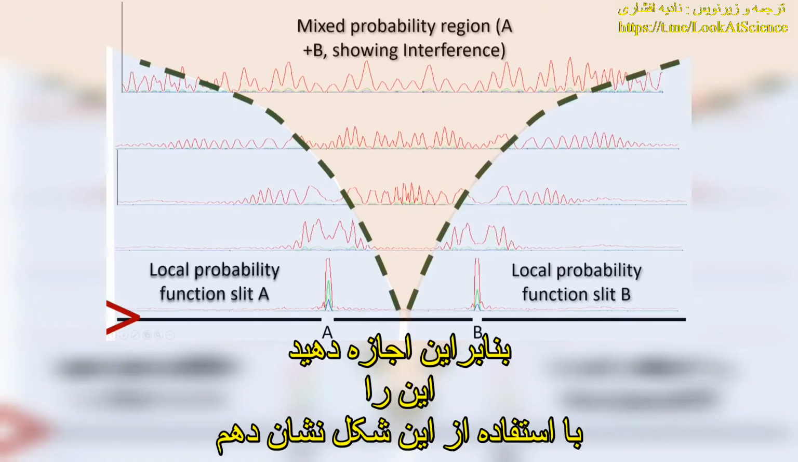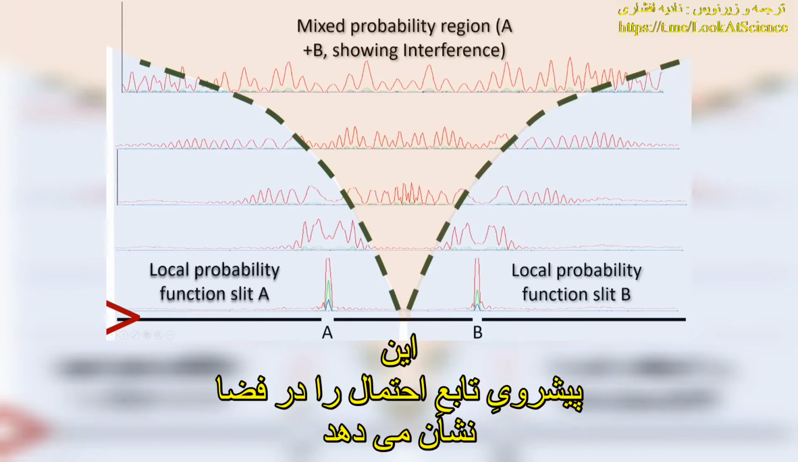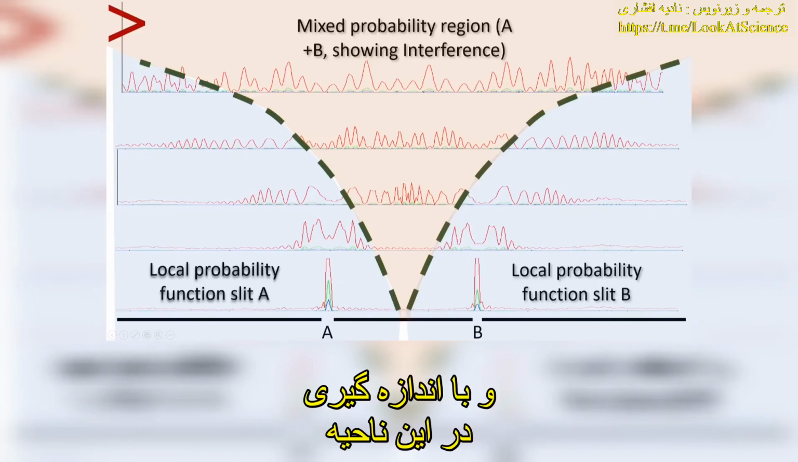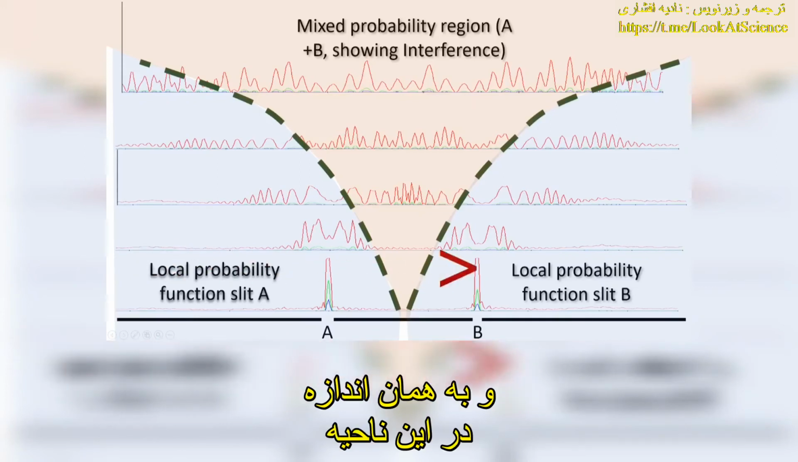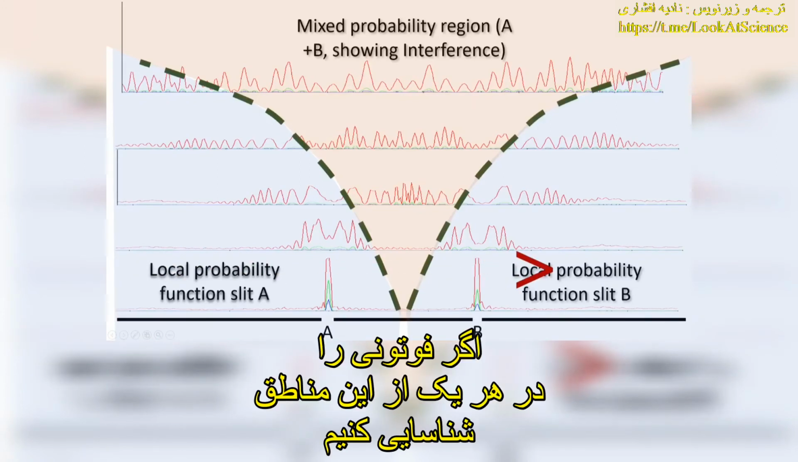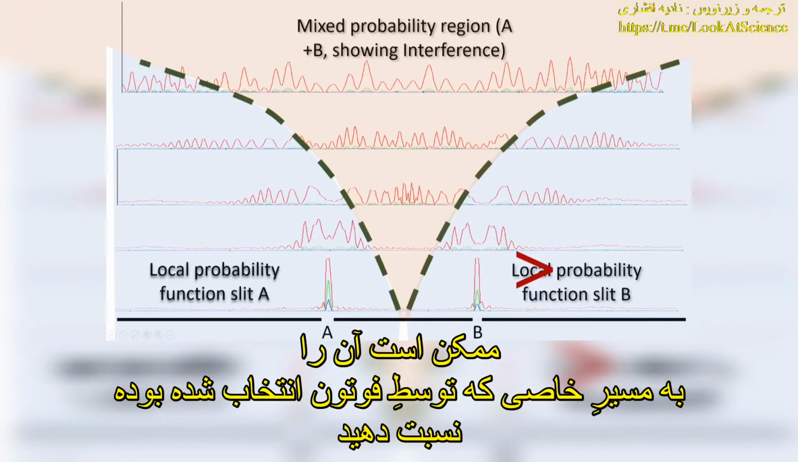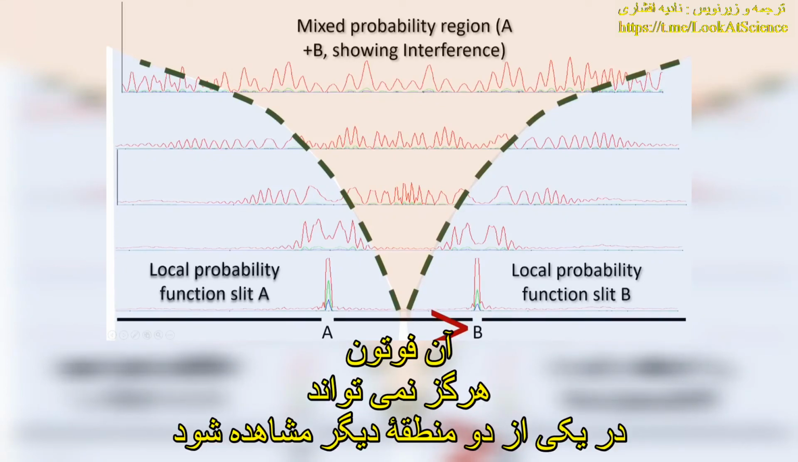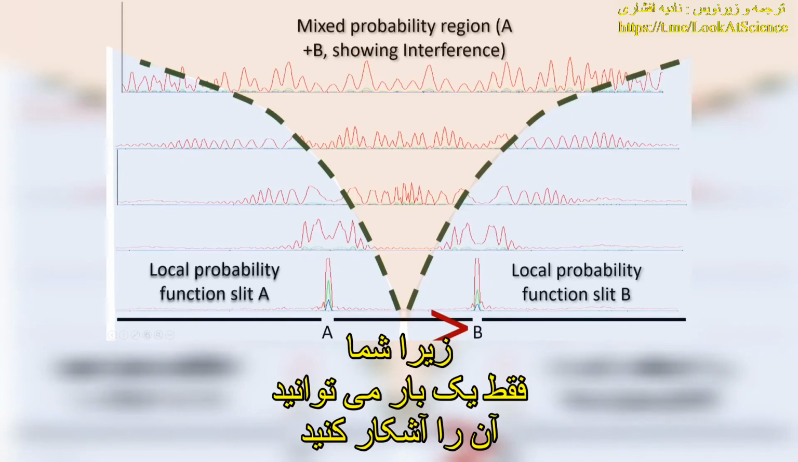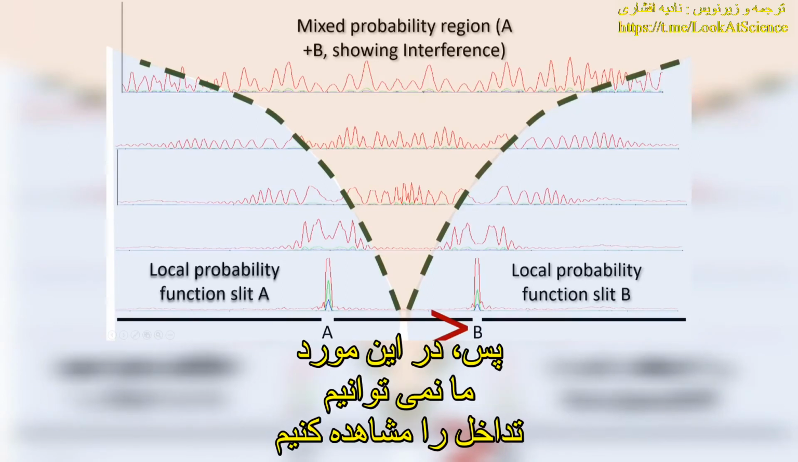So let me illustrate this by using this figure. It shows the progression of the probability function in space after passing the slits. Now, by measuring in this area, we can establish the value of the probability function for about half the photons. And the same in this region. Now, if you detect a photon in either of these regions, you might attribute that to a specific path that was chosen by the photon. But once you do that, it can never be observed in one of the other regions, because you can only detect it once. Hence, in this case, we cannot observe interference.